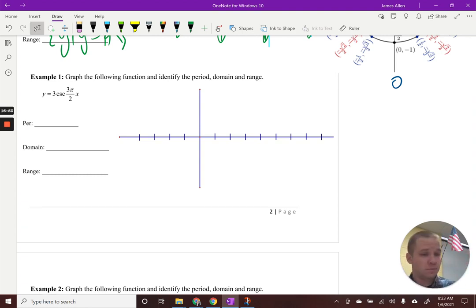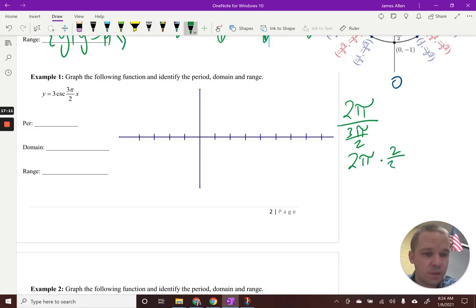So how about we find our period? Okay, so normally it'd be 2 pi, and I'm going to do 2 pi divided by that guy right there. So 2 pi divided by 3 pi over 2 is the same as 2 pi multiplied by the reciprocal, 2 over 3 pi. And if it helps, you can throw a 1 over there. So my pi's cancel, and I end up with 4 thirds.